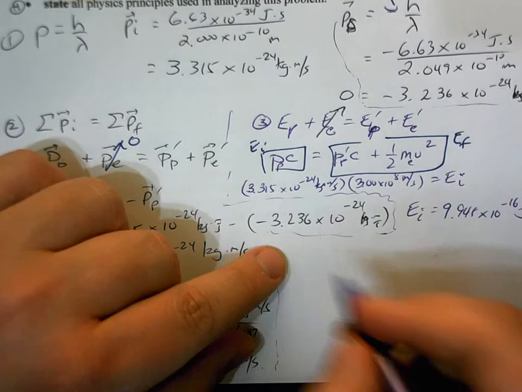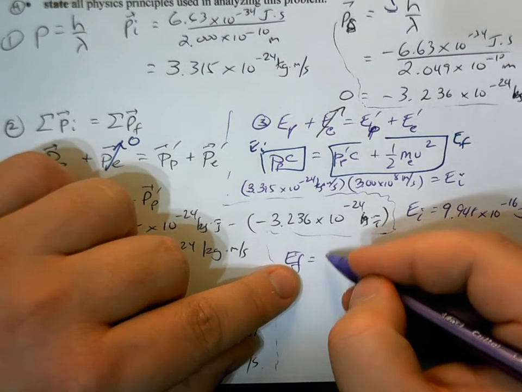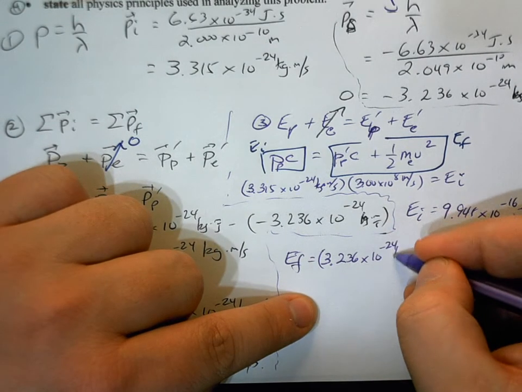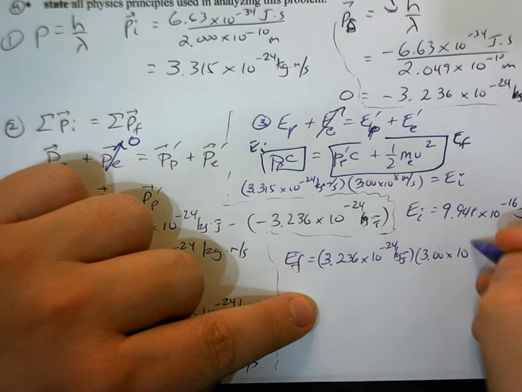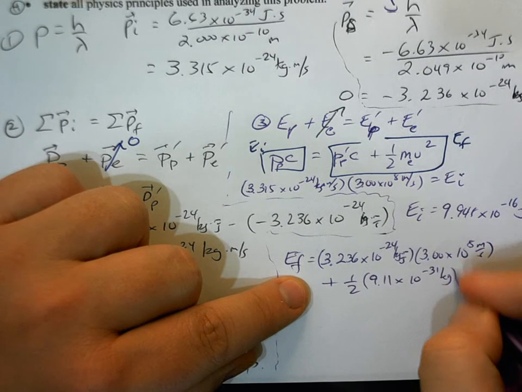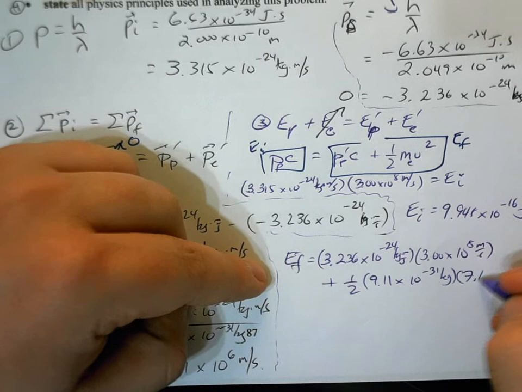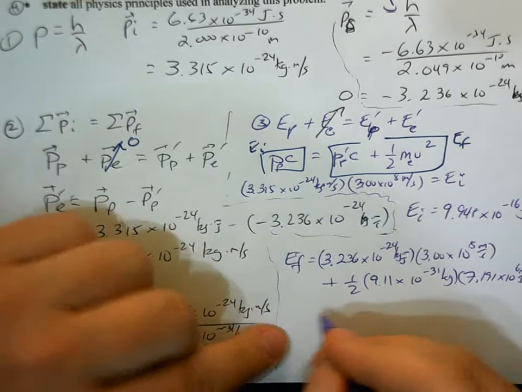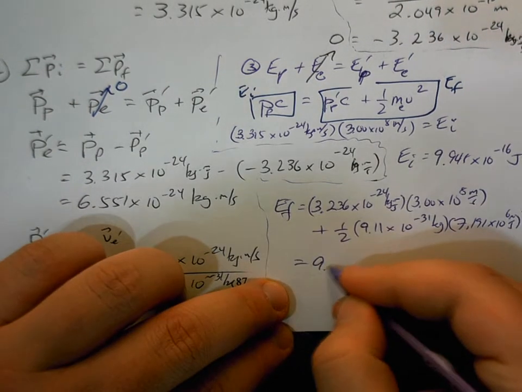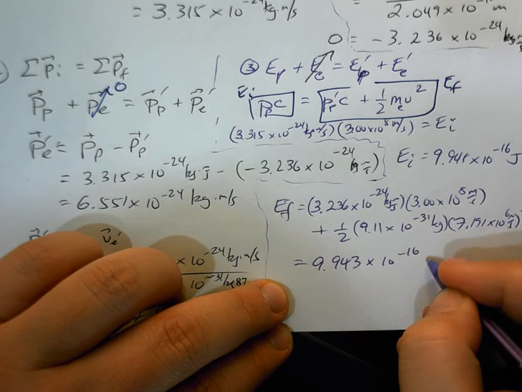So I want to calculate the second part, this final energy. It's going to be the momentum after the collision times c. We don't need the negative because we're dealing with energy, and energy is a scalar. So we're going to have the energy of the photon after the collision plus half mv squared. We got a lot going on here. Then we're going to add 0.5 times 9.11 times 10 to the minus 31 times this speed squared. So I'm going to get about 9.943 times 10 to the minus 16 joules.